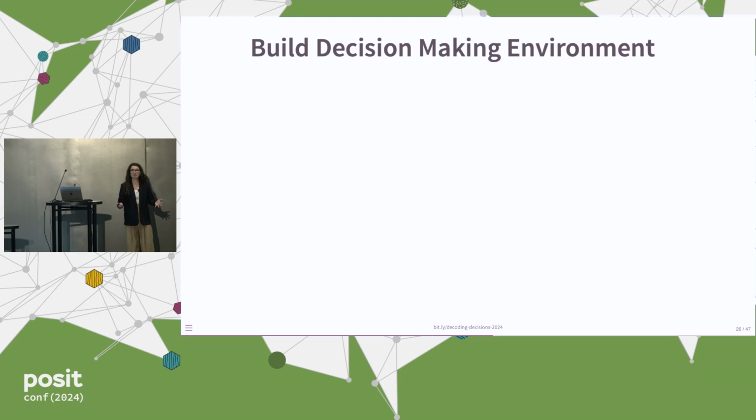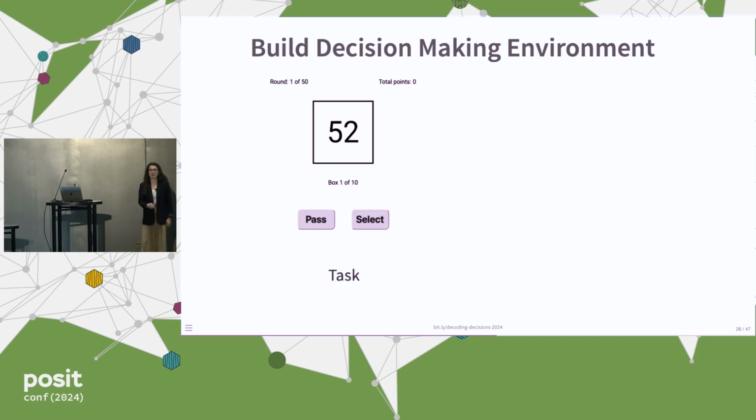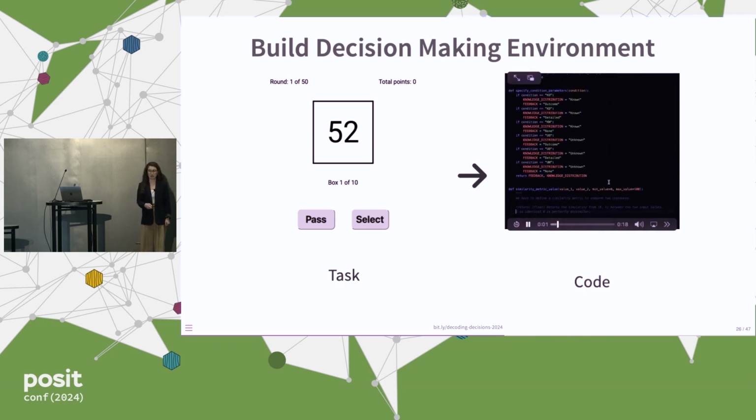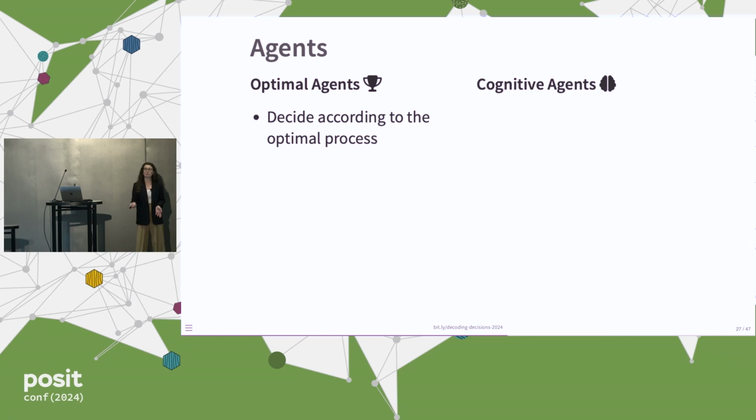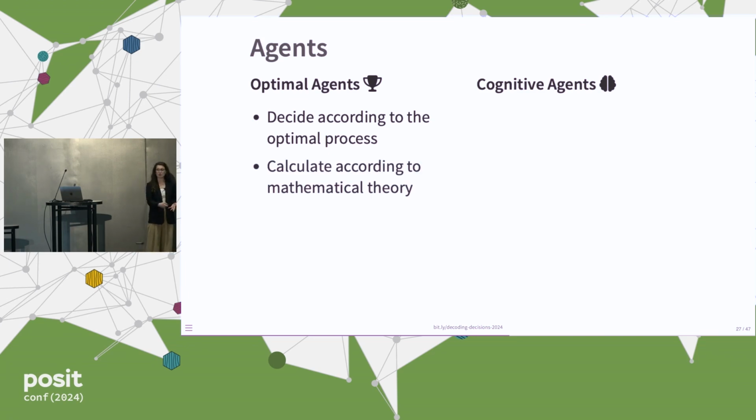So again, I build a decision-making environment. I take this task that I've designed for human participants, and I translate it into some Python code. Then with this Python code, I create agents. And the agents are decision makers that are Python-based decision makers. I typically use two different types. The first is an optimal agent, and this decides according to the optimal process. So there's a mathematically optimal process that you can calculate and create decision makers to decide in this way. This serves as a baseline for what a rational chooser would do.